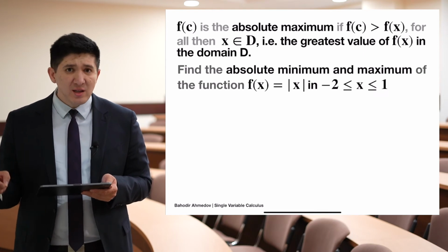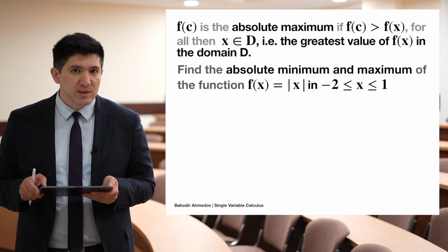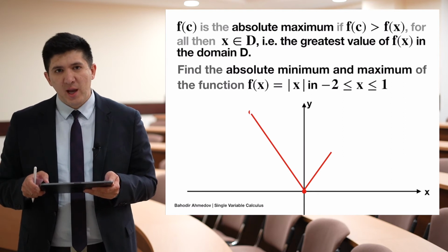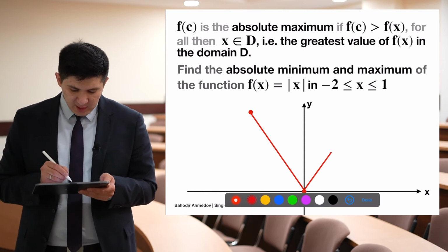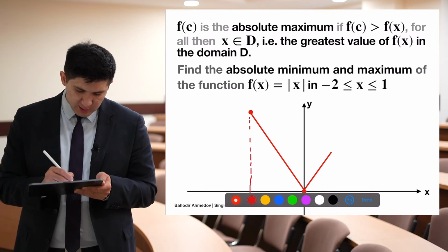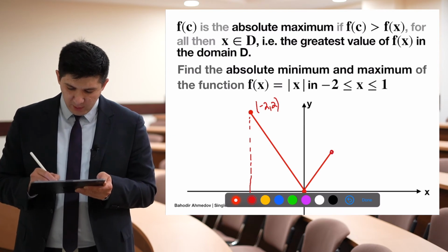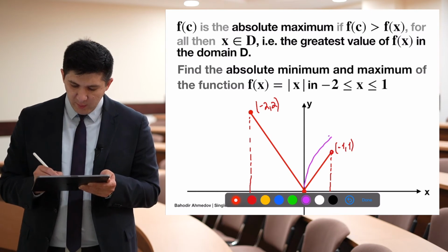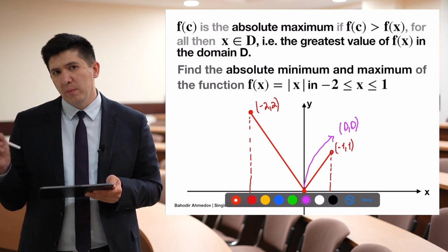So let's try to find the absolute maximum point for the following function in order to understand what it means. If you sketch the curve of this function, the absolute value of x in the interval from -2 to 1, you can get this kind of curve. Please note that this point here has the coordinates -2 and 2. And this point, for example, here has the coordinates -1 and 1. And this point in the middle has the coordinates 0 and 0. If you remember, 0 and 0 is the local minimum point, right?